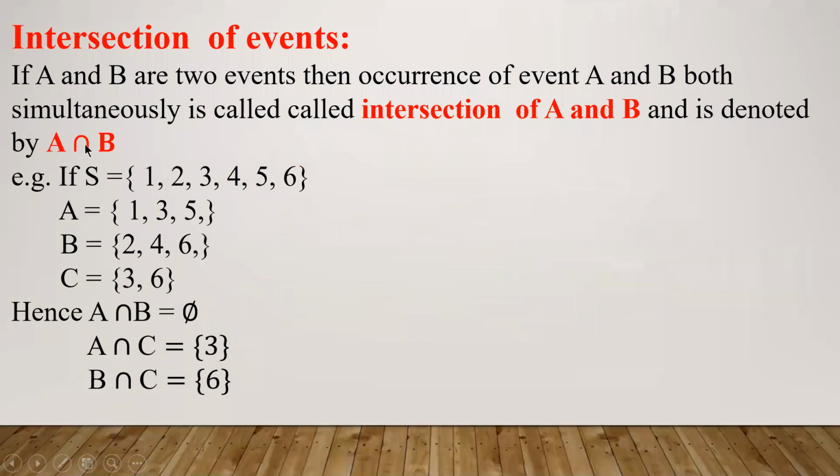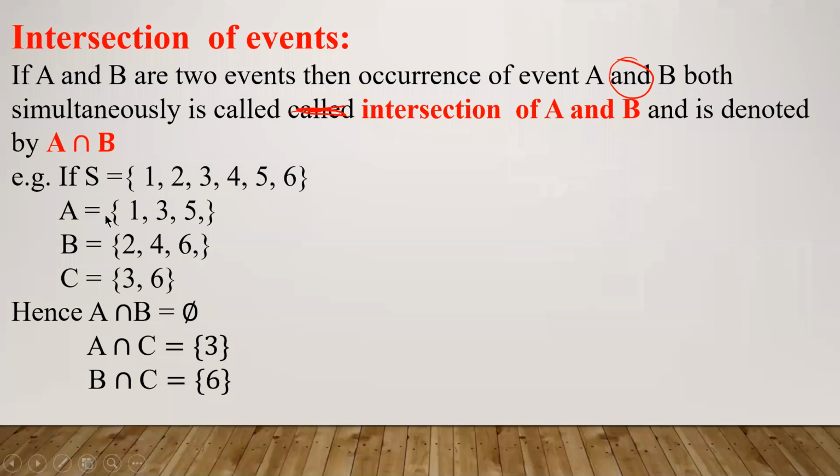Now go to the intersection. A intersection B. The symbol is this, reverse U or ulta U. If A and B are any two events, then the occurrence of events A and B both simultaneously is called the intersection of A and B. Here it is 'and'. If both the events have occurred, then we will say that A intersection B has occurred.